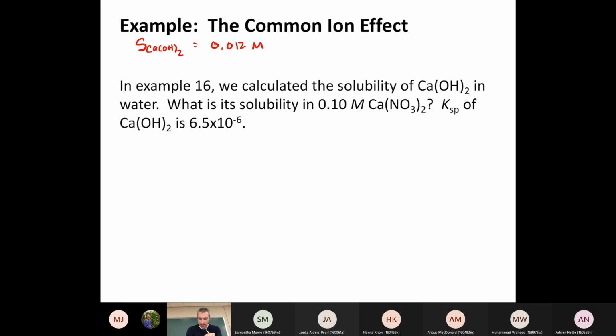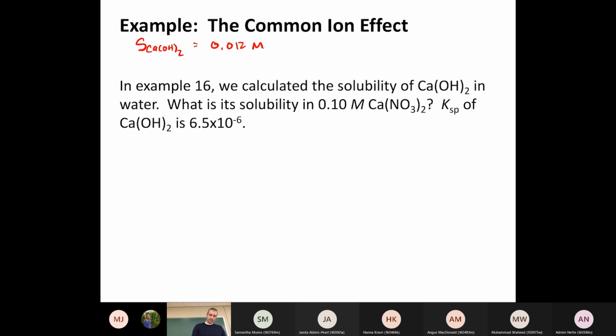Well, right away, you can kind of look at it and say, well, if the solution already contains calcium, we're not going to be able to dissolve as much, right? Because having that calcium ion present is going to push the equilibrium back towards solid, which means less is going to dissolve. So here's how we should handle a situation like this.